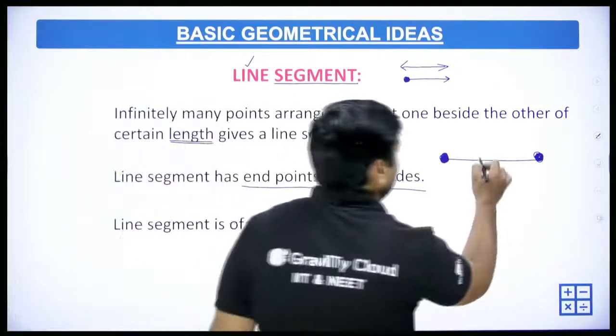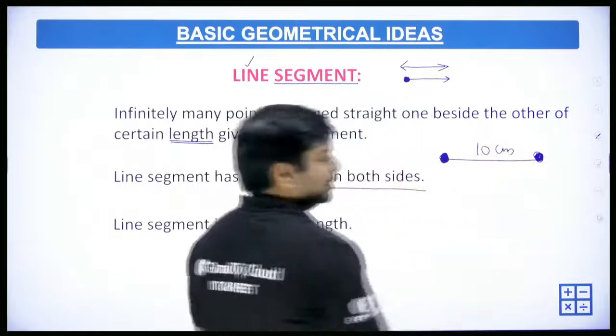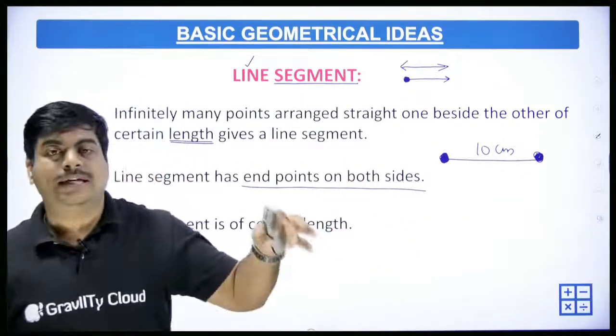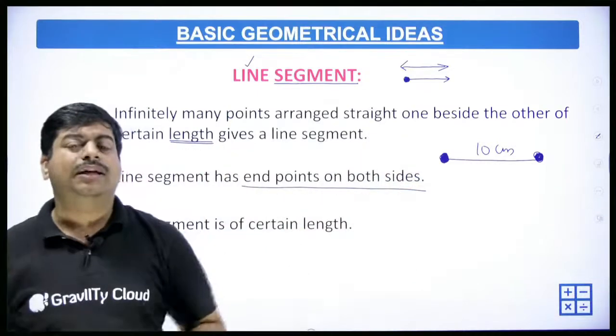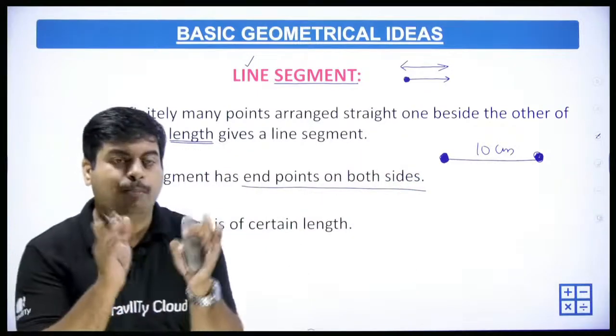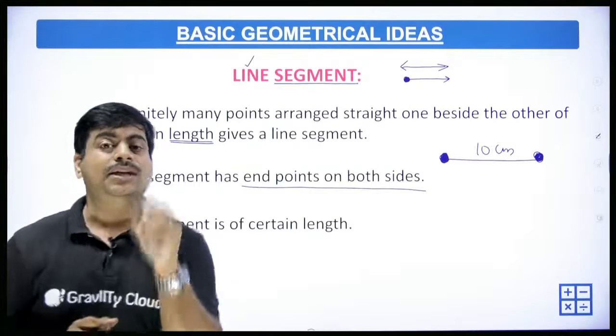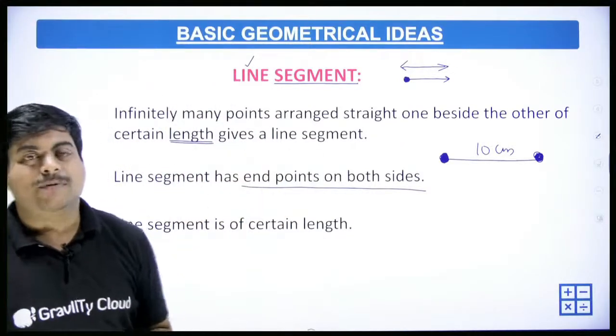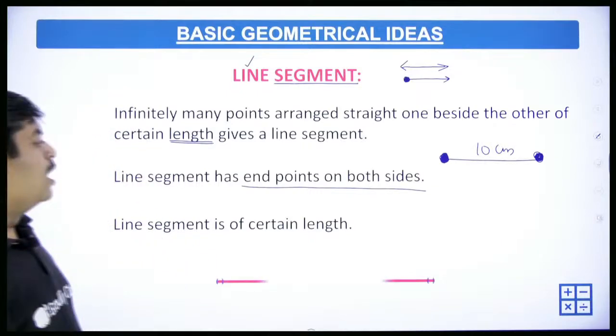Here it is 10 centimeters, somewhere it is 50 centimeters, somewhere kilometers, somewhere 1000 kilometers, 1 lakh kilometers, but still the distance between the two points is fixed. Such things we call a line segment. Okay, let's move forward.